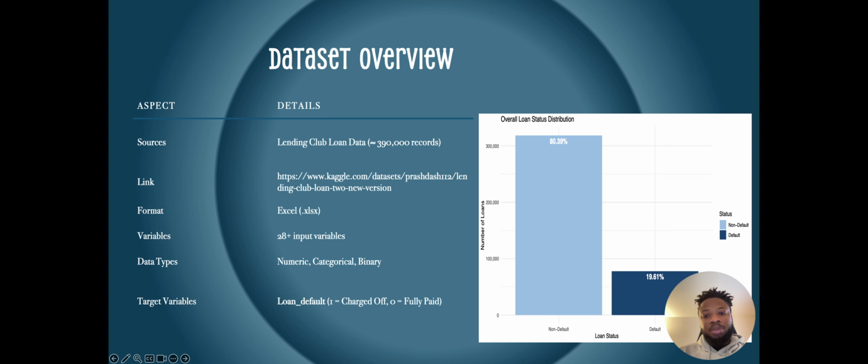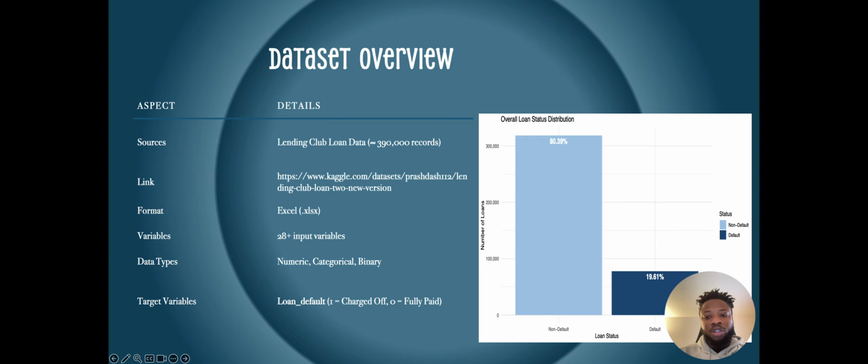The data set I'm using came from the public Lending Club dataset, which contains roughly 390,000 borrowers' records. It includes more than 28 variables, such as the loan amount, the interest rate, the loan term, the income, the credit indicators, and loan status.